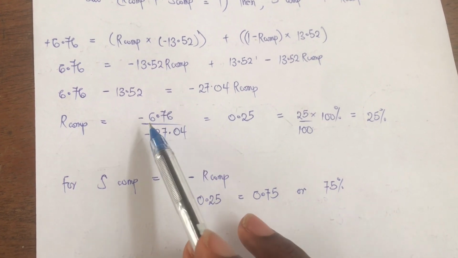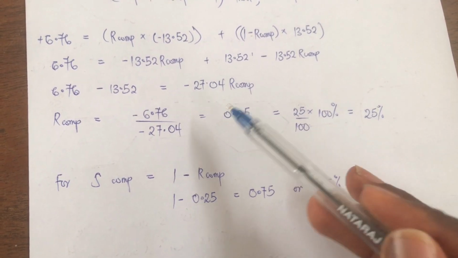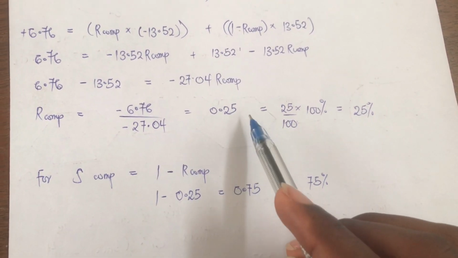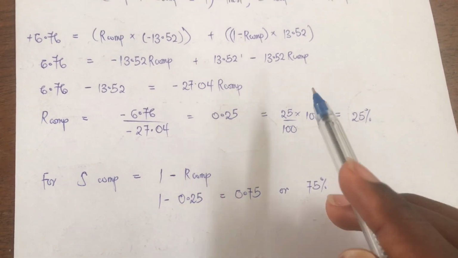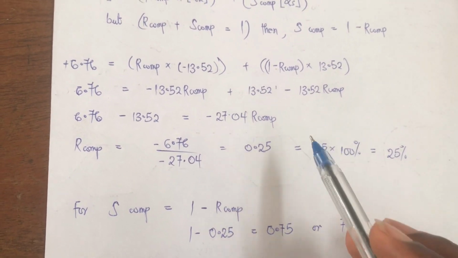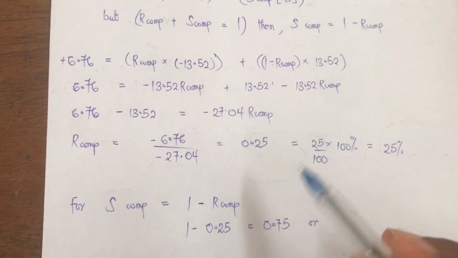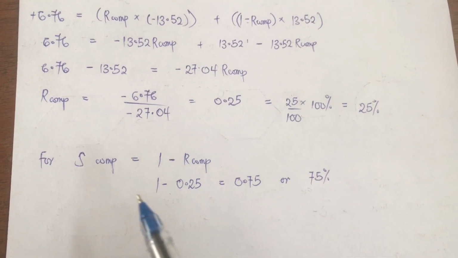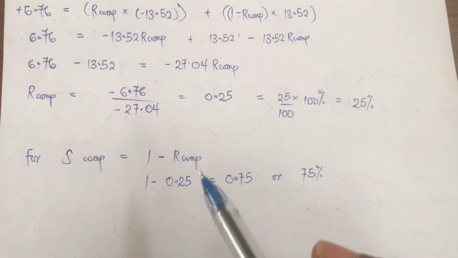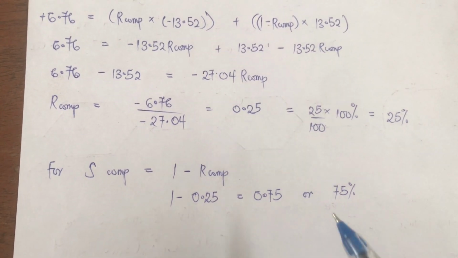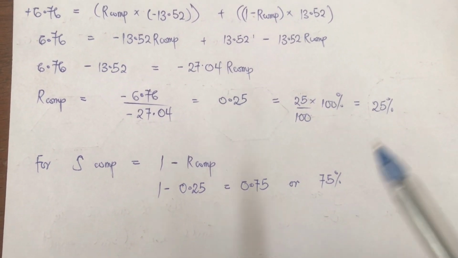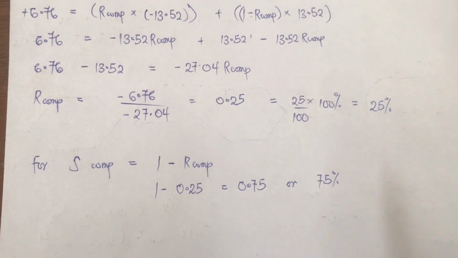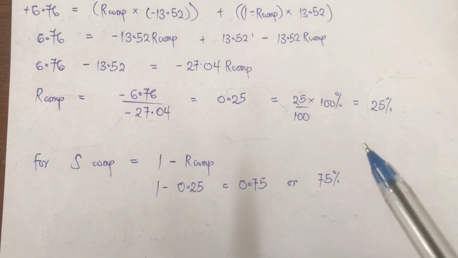R component is equal to negative 6.76 divided by negative 27.04. At the end of the day, it's going to give you 0.25. So out of the whole mixture, it contains 0.25, which, when converted into percentage, is 25%. If you are calculating the S composition, it will be equal to 1 minus the R composition. So 1 minus 0.25, at the end of the day, you are going to get 0.75 or 75%.